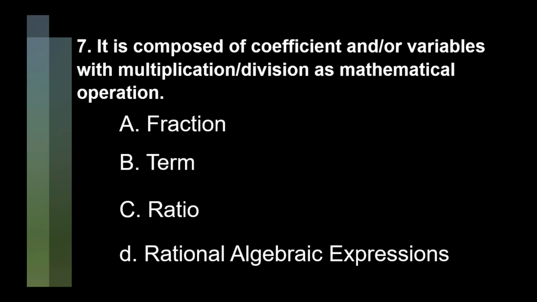Number 7. It is composed of coefficient and/or variables with multiplication, division as mathematical operation. Letter A, fraction. Letter B, term. Letter C, ratio. Or letter D, rational algebraic expressions.